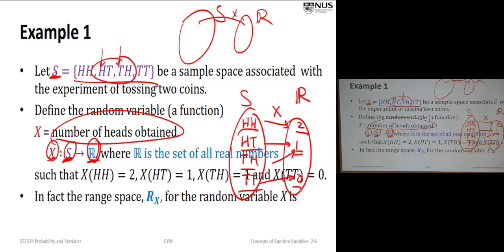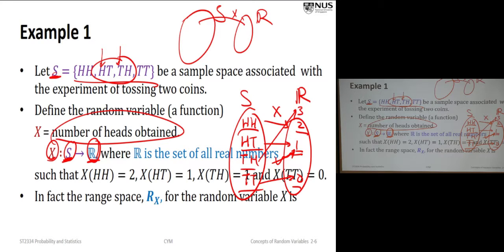Now, can I do this? In the sample space, I have 4 sample points. In the real number set, I take 4 values. So I define a function like that. Is it okay? Confusing, right? The answer is yes, it's okay. But, a big but. You cannot interpret it.